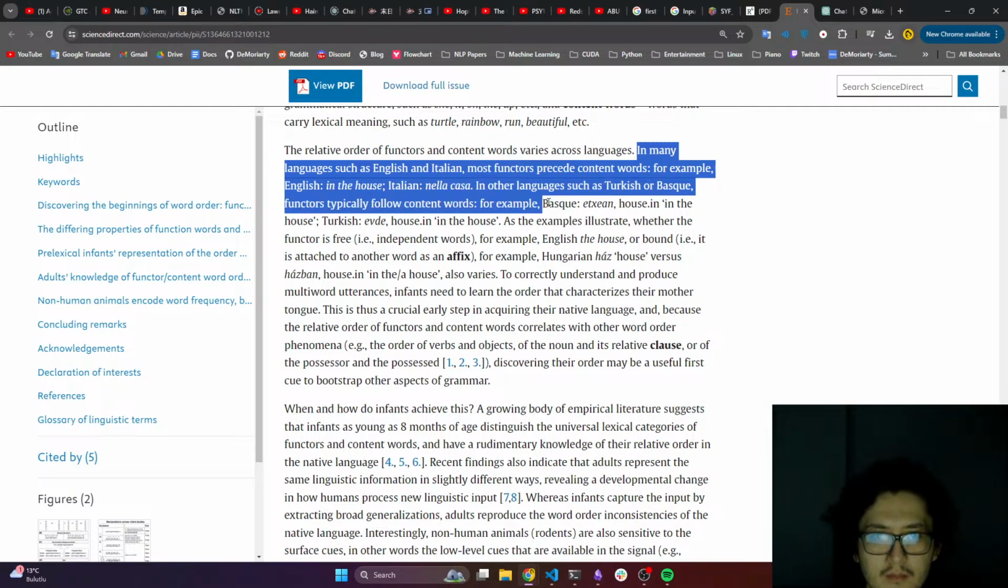For example, Basque, etxean, what? Horse.in. What does that mean? In the house, evde, house.in. Right, so it's a suffix.